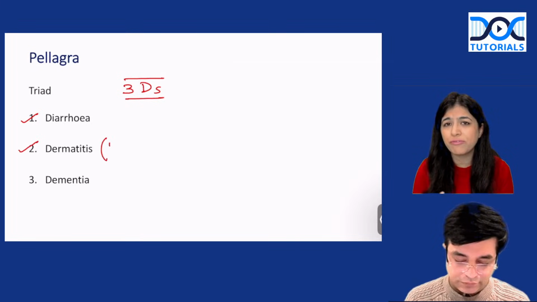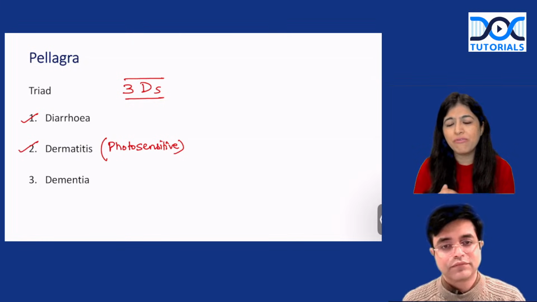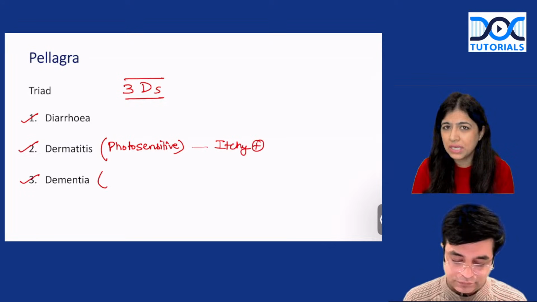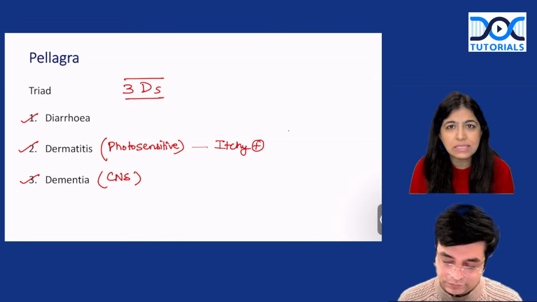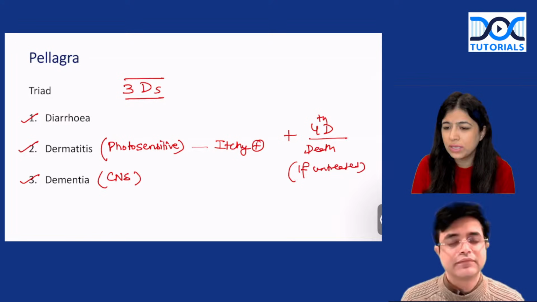So you will see the rash on face, neck, hands, which are the areas that are exposed to sunlight, and it is itchy. If untreated, patient goes on to develop irritability, lethargy, and ultimately dementia. Untreated, a fourth D adds, that is death. So remember the 3 as well as the 4 Ds of pellagra. If untreated, it leads to death.